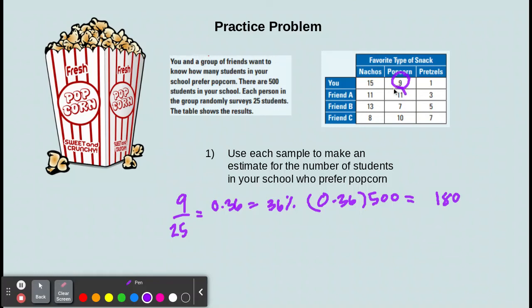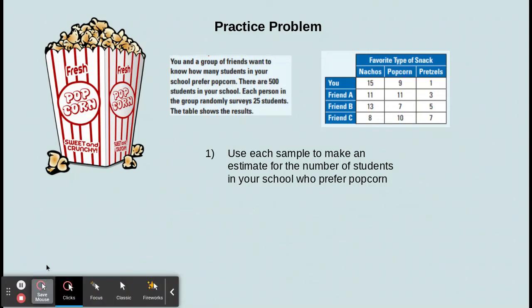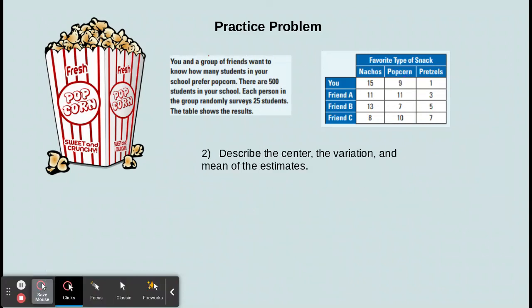Now you do the same thing for friend A, friend B, and friend C, meaning 11 over 25 times 500, and that will give you the estimate for friend A. Okay, now once you have all that data, you're going to describe the center and the variation. Okay, in here it says mean, but we're not going to do that. Okay, so just the measure of center and variation.